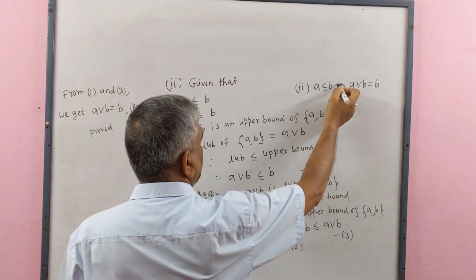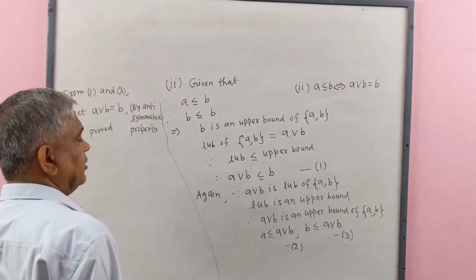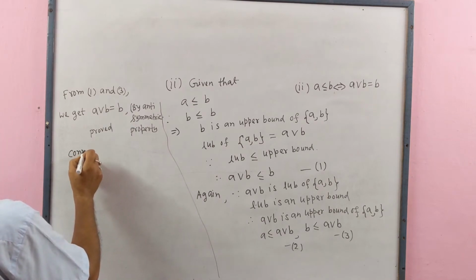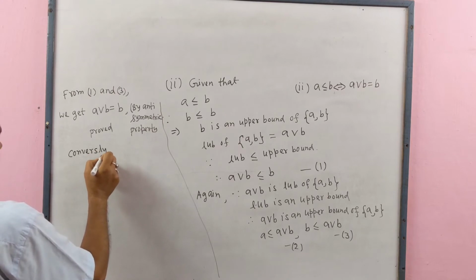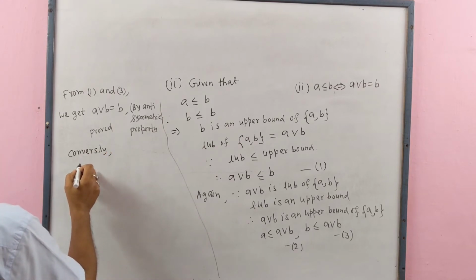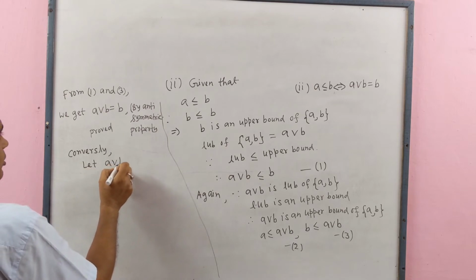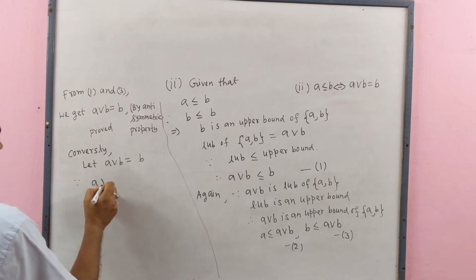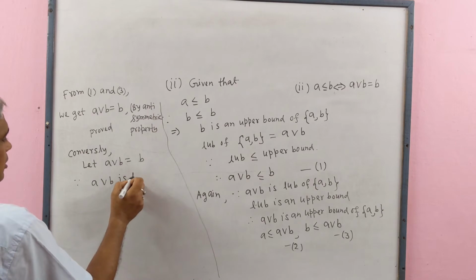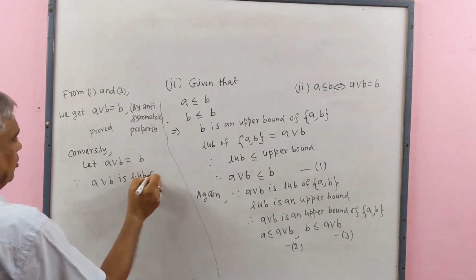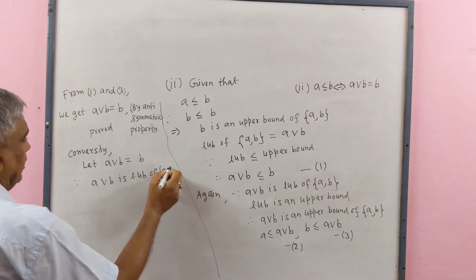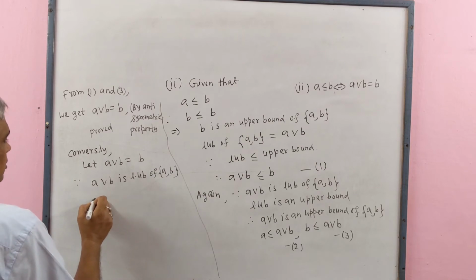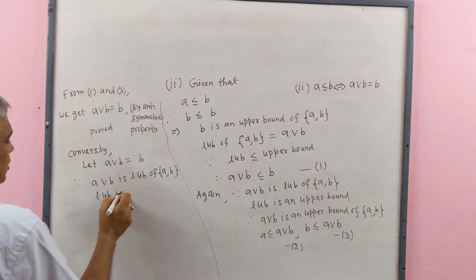Here, if this is both side implication, then we prove the converse. Let A join B equal to B. Since A join B is least upper bound of set containing elements A and B, a least upper bound is an upper bound.